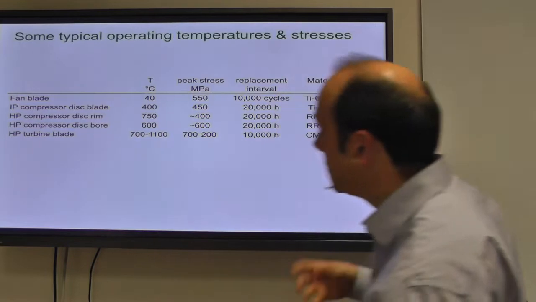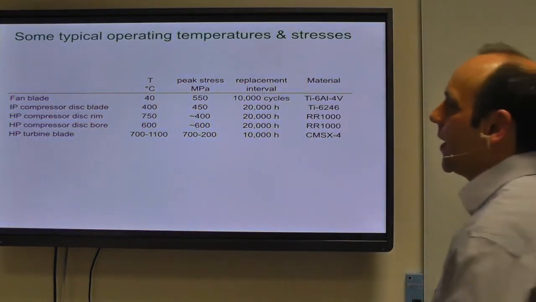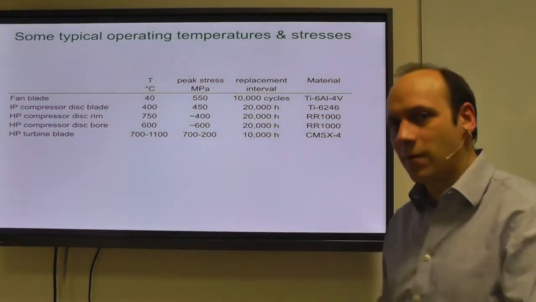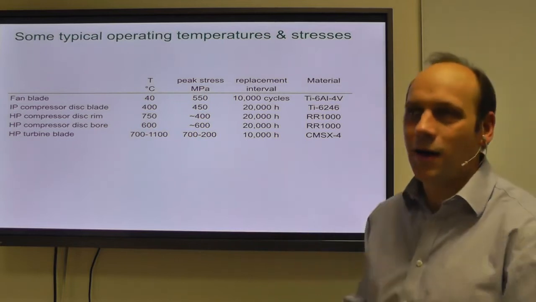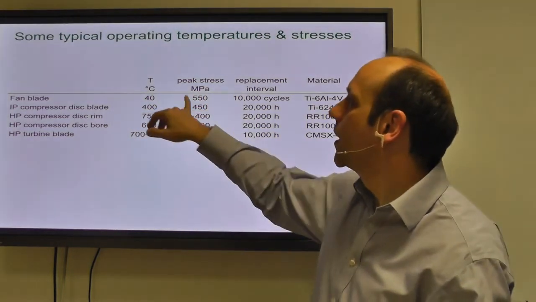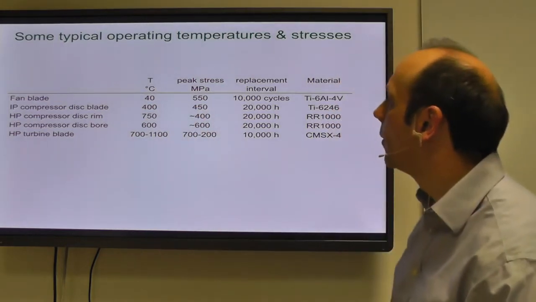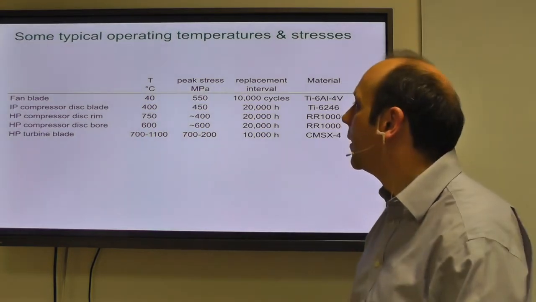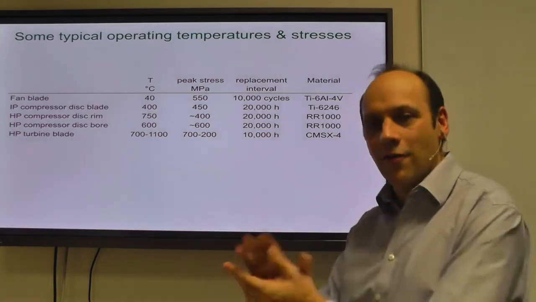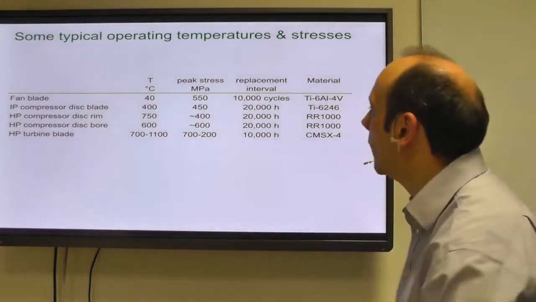And just to give you some typical operating temperatures and stresses, for the fan blade at the front, you're at a temperature anywhere from -60 to +80 degrees C. Let's say it's 40. You have a peak stress there, which is about the run-out fatigue strength of the alloy, about 550 MPa. And that will last something like 10,000 cycles, because there will be erosion from being grit blasted by the sand in the air, essentially.